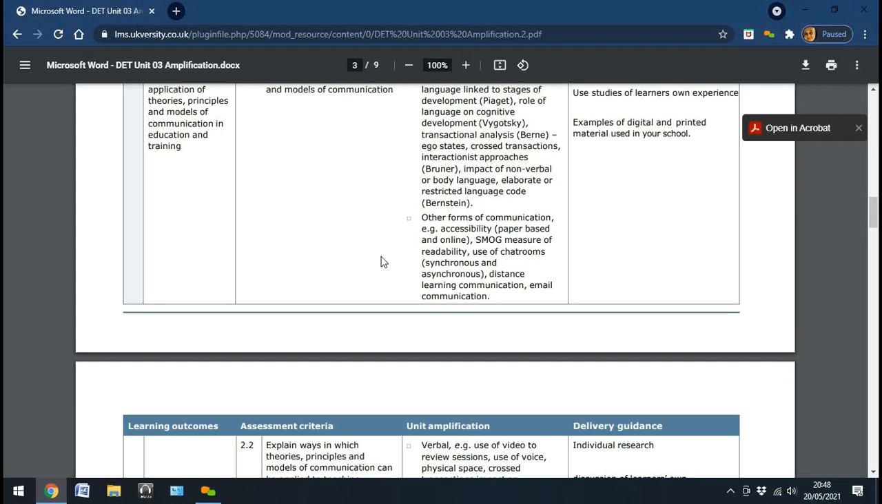Other forms of communication, paper-based, online, measure readability, chat rooms, synchronous and asynchronous distance learning communication, and email communications.